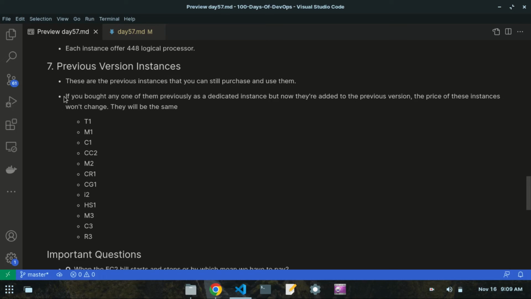So it is asking another question: if you bought any dedicated instance previously, before it was added to the previous version instances, but now it is added to the previous version, will the price differ? So the price of these instances won't change, they will be the same, alright? This is one confusion that is resolved by reading this sentence. The price won't change, it will be the same.